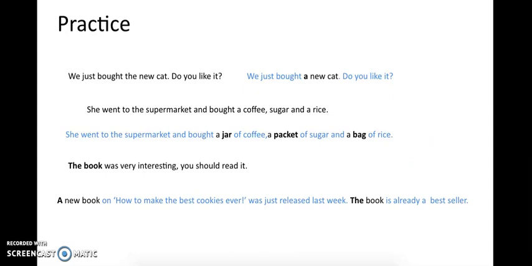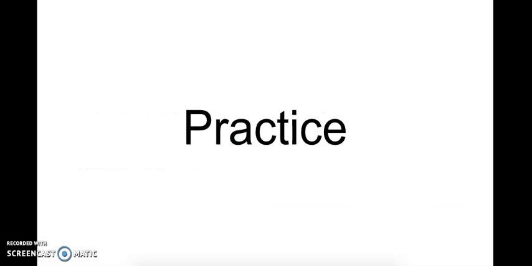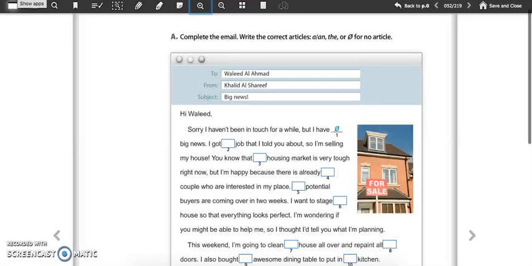Now we're moving on to some extra practice from the book. Okay, now I want you to go to your books. Q Skills 4, Reading and Writing, page 52. Okay, in exercise A, it's very easy. All you need to do is complete the email. Write the correct articles: a, an, the, or no article. So you use this symbol for no article. The first one's been done for you. So pause the video and complete this exercise. Thereafter, the answer key will be provided.